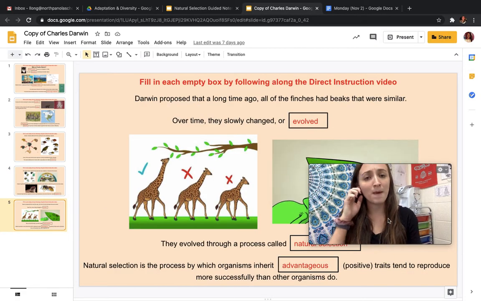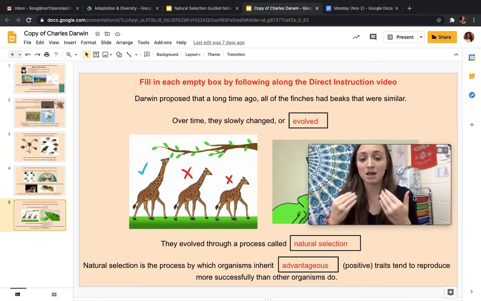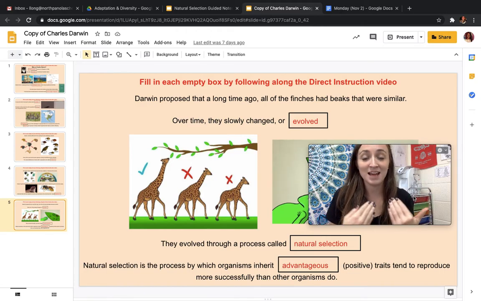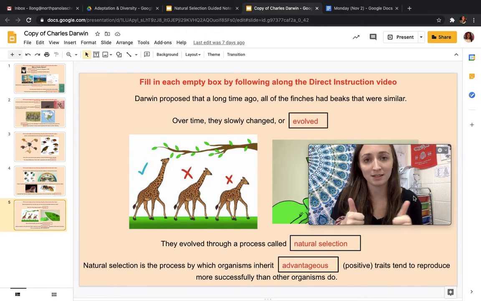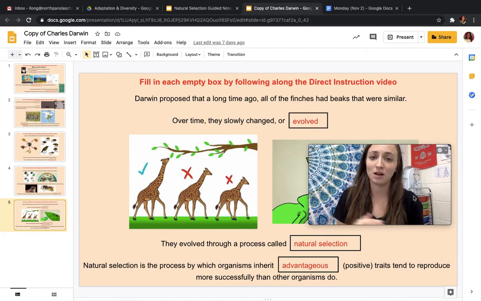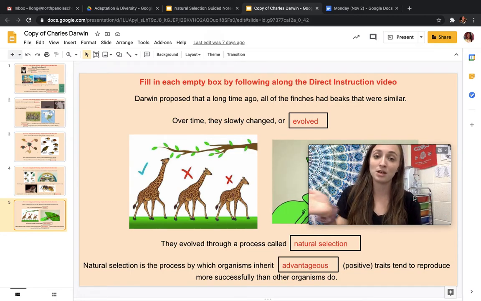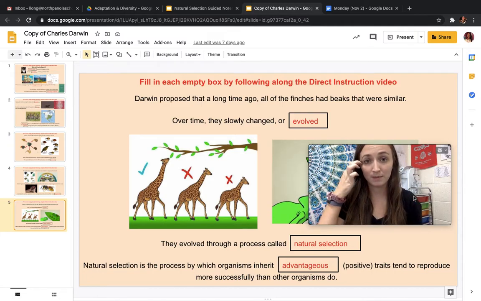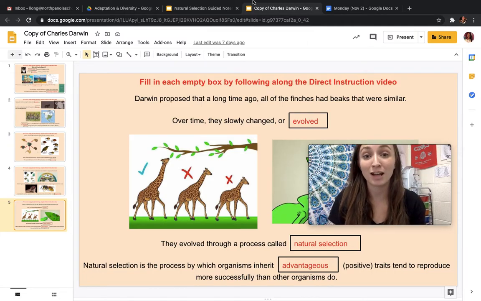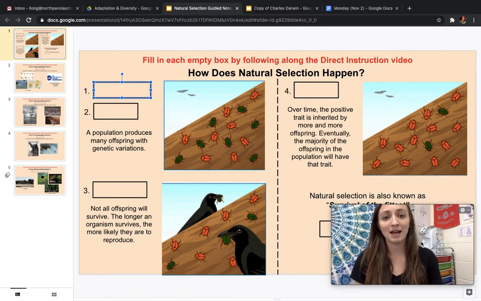And then we barely talked about this thing called natural selection. So natural selection is when an organism that has advantageous, which is just a good way of saying positive or beneficial, traits tends to survive and reproduce and pass those traits on down to their offspring, which is what causes evolution or that big change to happen in the first place. So that's kind of a lot. So we're going to break down natural selection today. How does that happen? What does that look like? So let's dive into it.